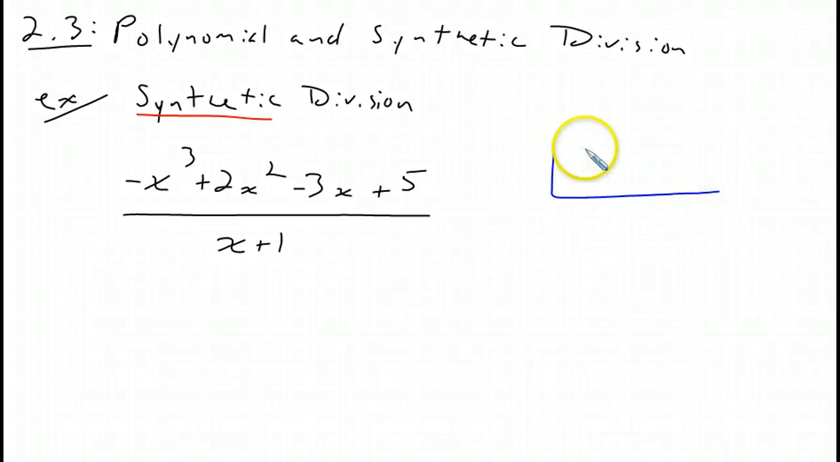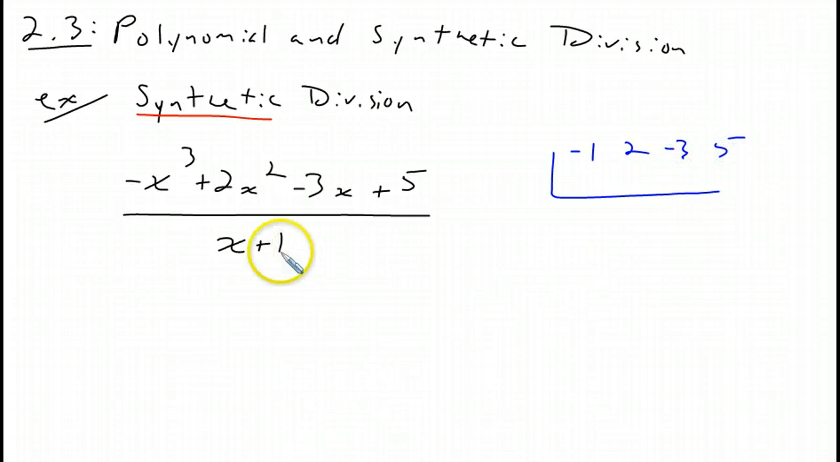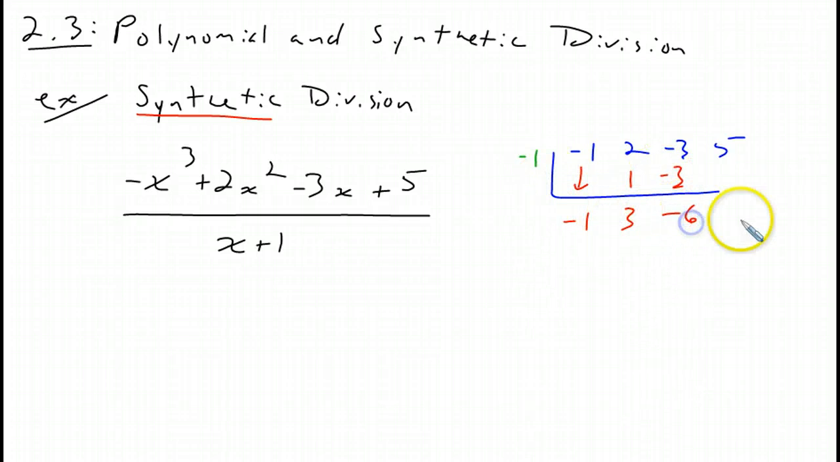Again, just using synthetic division. On the inside, we have our coefficients, negative 1, 2, negative 3, and 5. And then on the outside, I need to use the 0 of this guy, so I'm going to use negative 1. Now when I do it, negative 1 plus 0 is negative 1. Negative 1 times negative 1 is 1. 2 plus 1 is 3. Negative 1 and 3 make negative 3, so I'm at negative 6. Negative 6 times negative 1 is a positive 6. So, I have a remainder of 11.